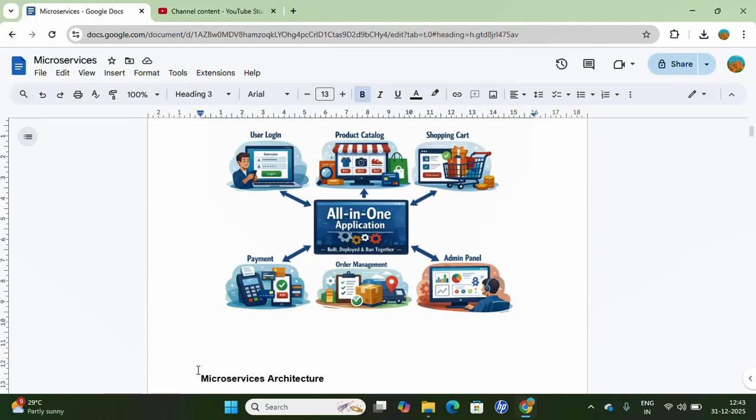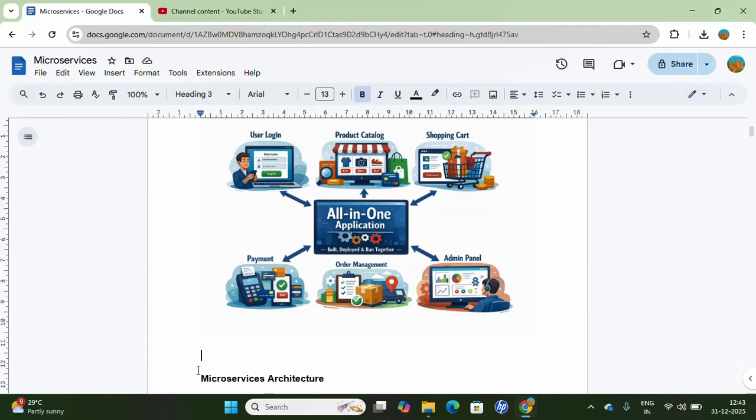The application has user login, that is one business functionality. Product catalog, that is one business functionality. Shopping cart, one business functionality. Payment, one business functionality. Order management, one business functionality. Admin portal, one business functionality. In monolithic, all these business functionalities are developed as a single unit. But in the case of microservices, we are going to divide each business functionality into a single service.